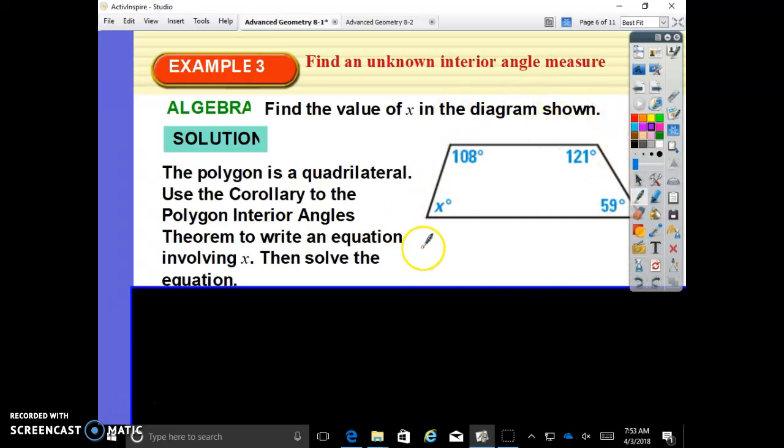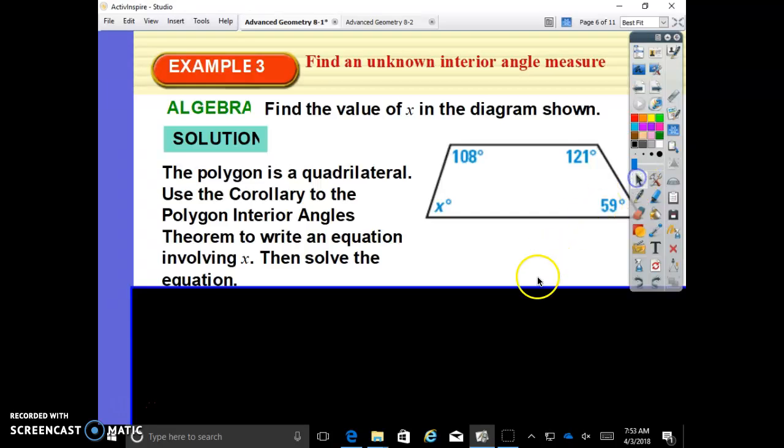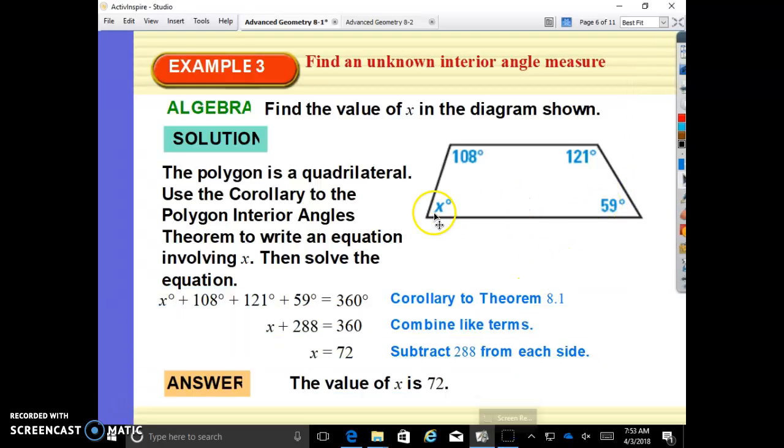So these are supposed to add up to 360. So then all you do is 360 minus 108 minus 121 minus 59, and you will get your missing angle of 72.